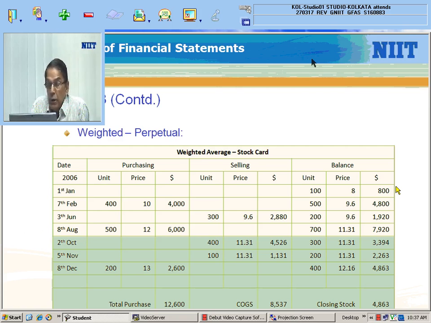On 8th of December, 200 units are again purchased at 13 per unit. So 2,600 is the purchase price paid. The total number of units now is 400. The purchase price is 2,600 and the value of the inventory in hand was 2,263, so 4,863 is the total value of those 400 units, and the average cost works out to 12.60.